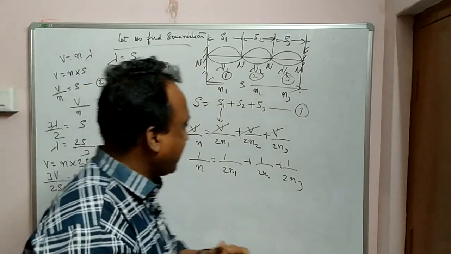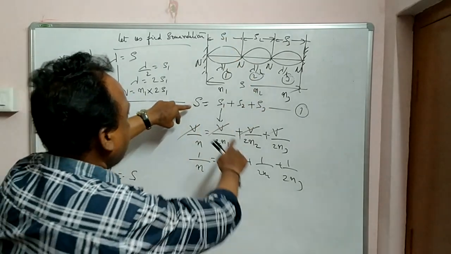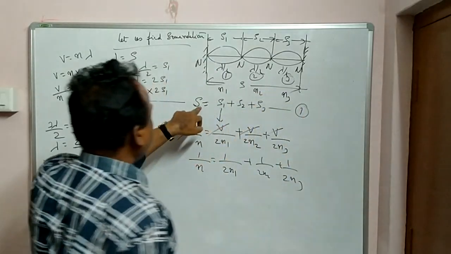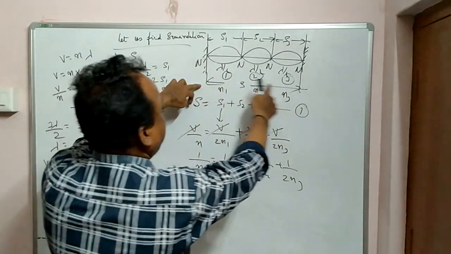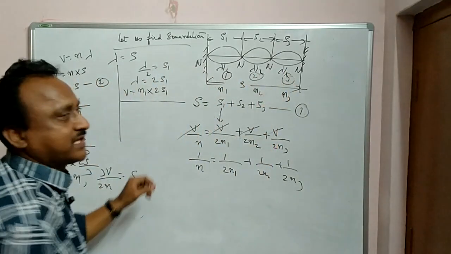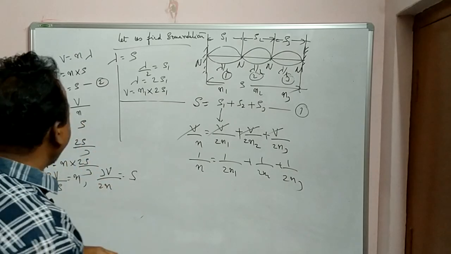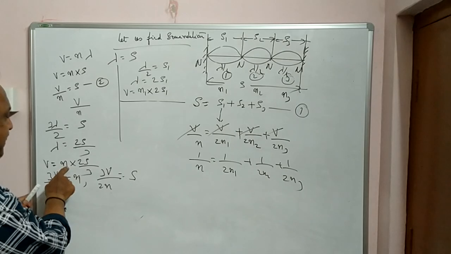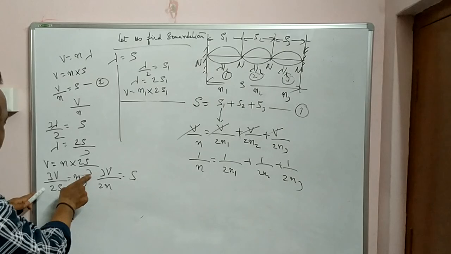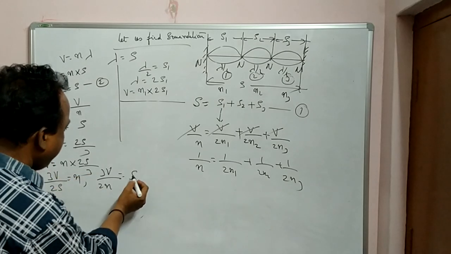So why I am telling this is, this is a small related problem to understand the strings. ఇక్కడ మొత్తం S ఎంత అవుతుంది? S1 plus S2 plus S3. But what is S? Total length. Lambda by 2 plus lambda by 2 plus lambda by 2, 3 lambda by 2. V is equal to n lambda. Lambda ఎంత అవుతుంది ఇందులో? 2S by 3. So from this what happened? 3V by 2n is equal to S.